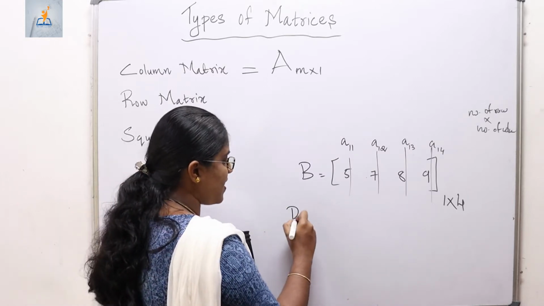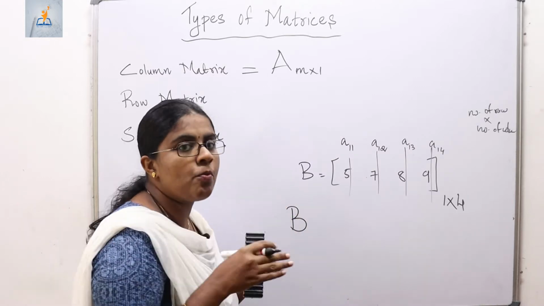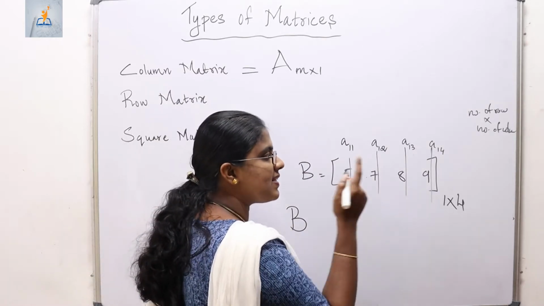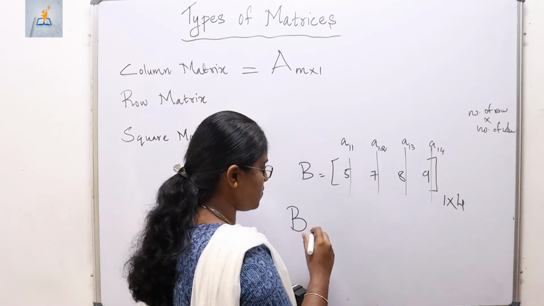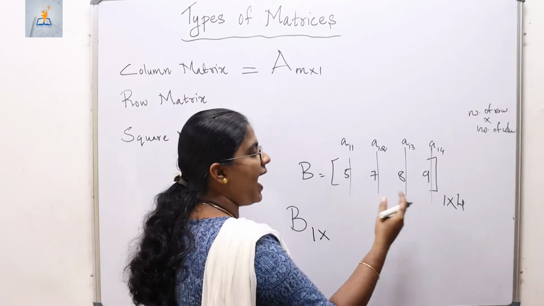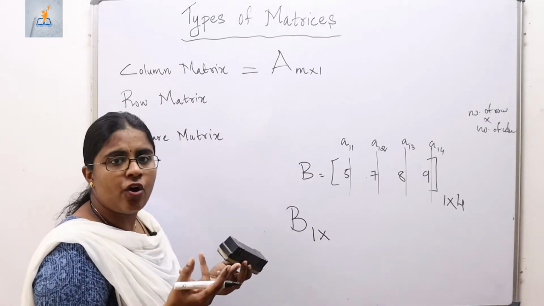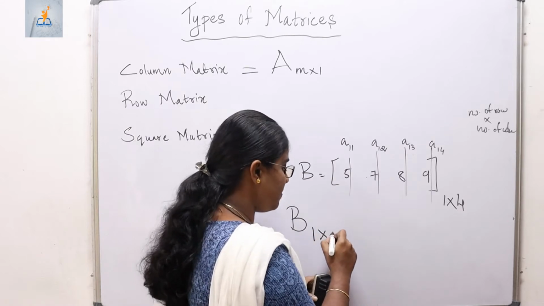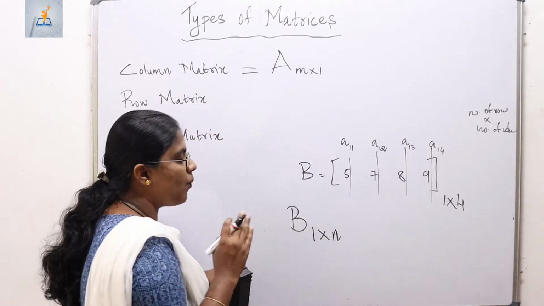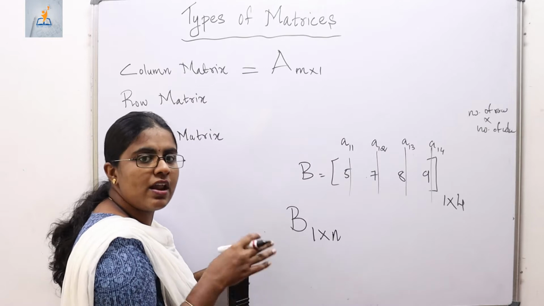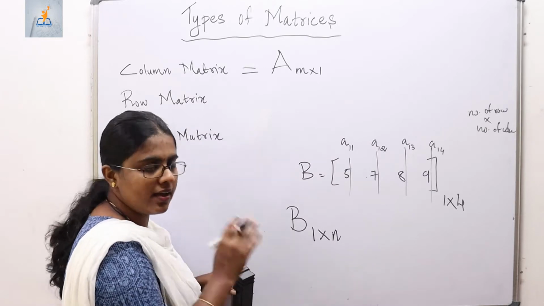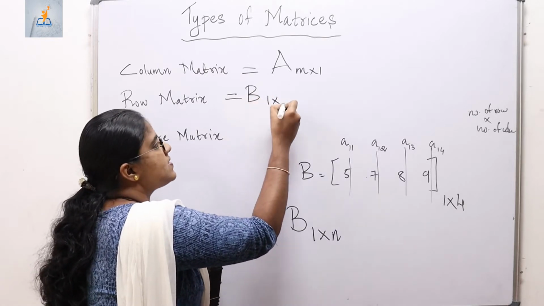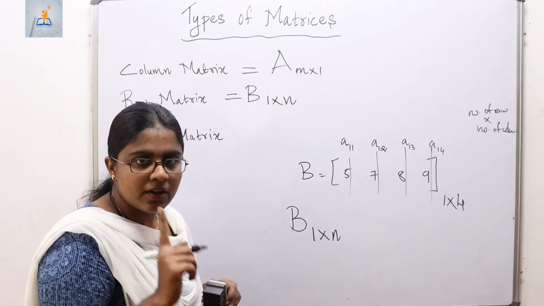So what will be the general form of the order of a row matrix? We can clearly say that it will have only one row. So it would be 1 by, and it can have any number of columns, so let it be n. So 1 by n is the general form of the order of a row matrix. That is, a row matrix is a matrix which is having only one row.